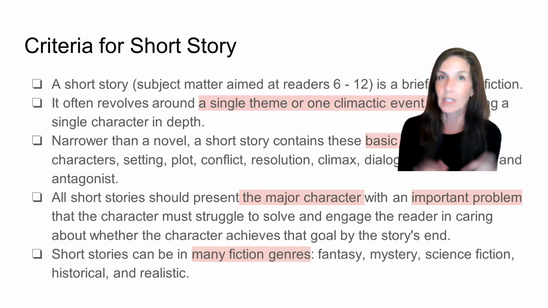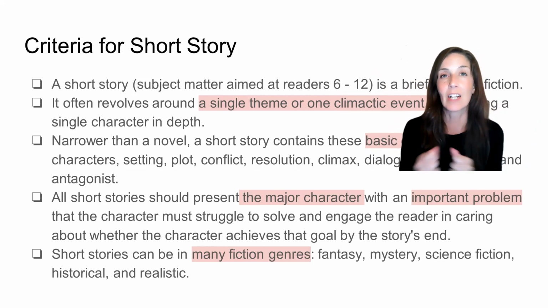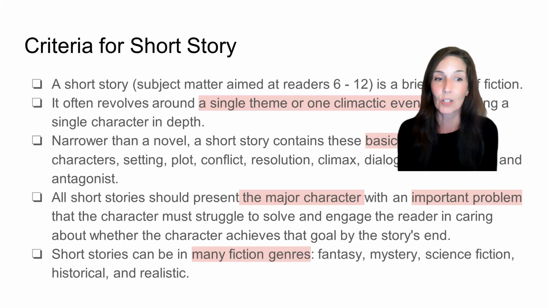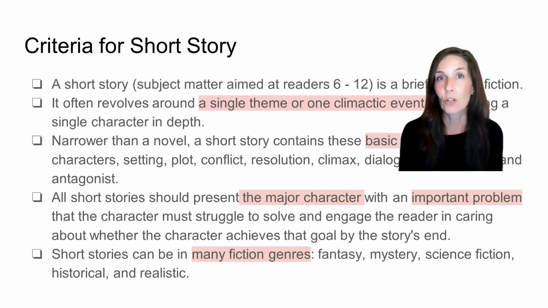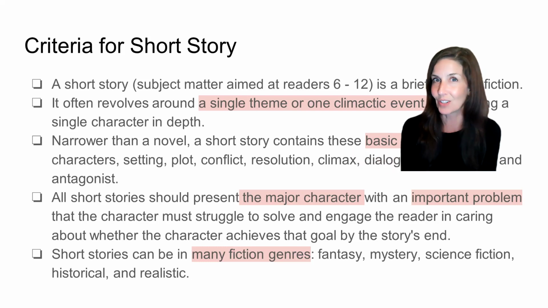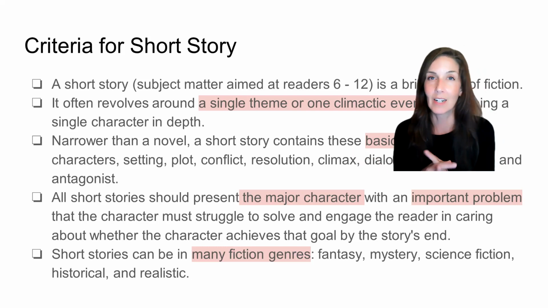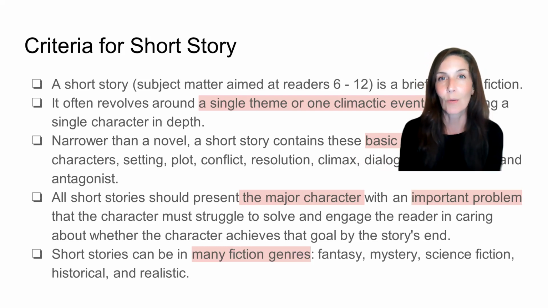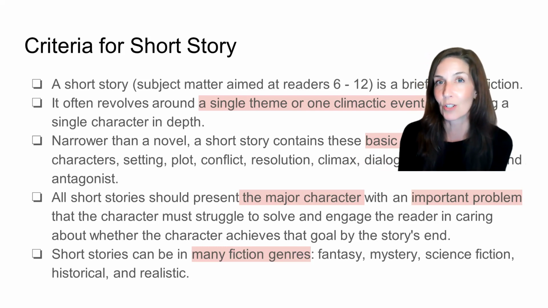One main character, typically one important problem, and the character has to struggle to solve the problem. And the readers have to really be engaged and invested in how they are going to solve this problem, right? What are the obstacles that are going to be in their way? And then the other thing that's important is that short stories can be in a lot of different genres: fantasy, mystery, historical, realistic. A lot of times students are limited to just realistic when they realize they could tell a mystery, right? It could be a realistic mystery, and it could be fantasy with a mystery. So give them some freedom to think about what genre they want their short story to live in.